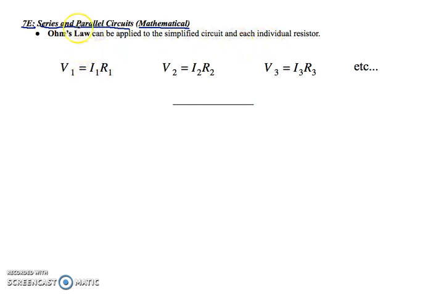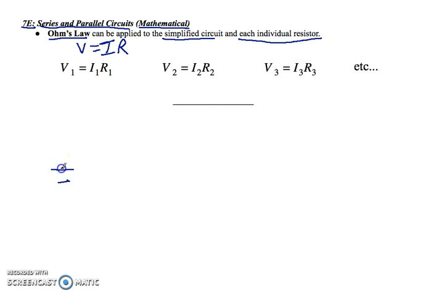So the gist of this section is the following. Ohm's law, V is equal to IR, can be applied to simplified circuits, or it can be applied to each individual resistor in a series or parallel circuit. So what does that mean?